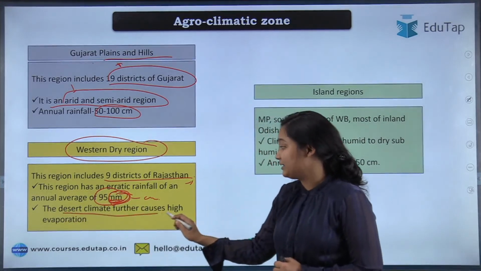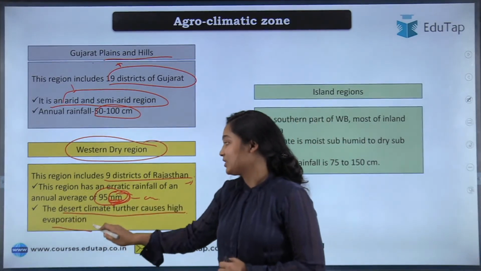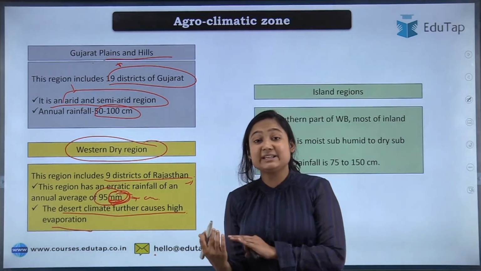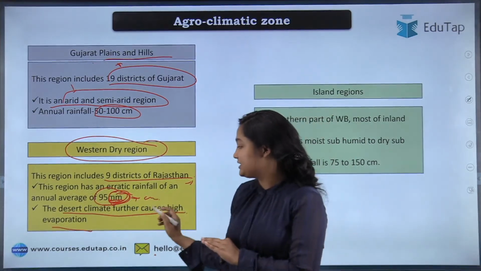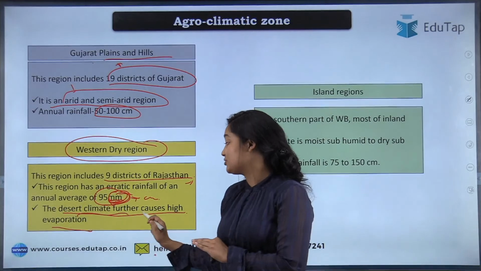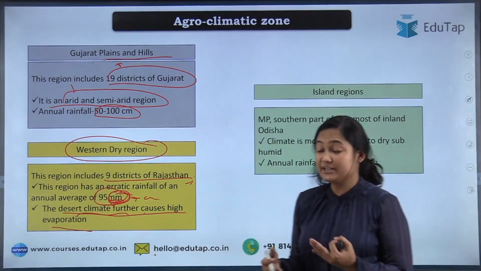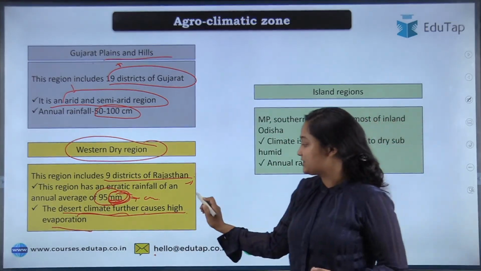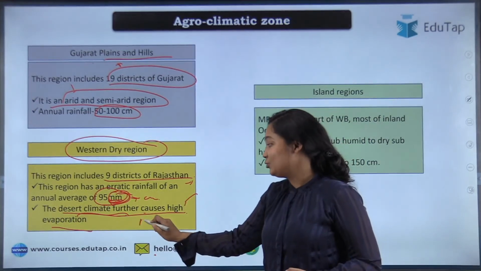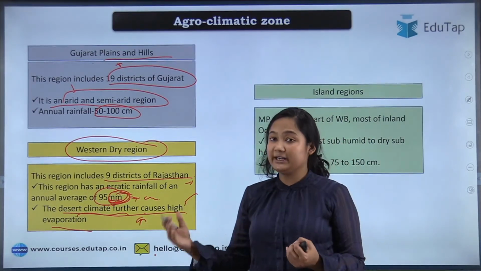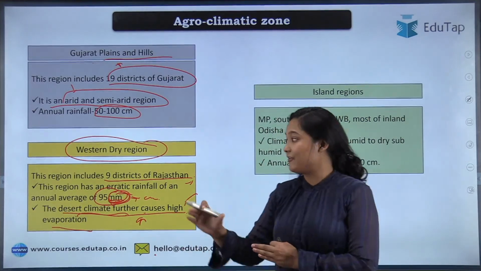The desert climate further causes high evaporation. Low rain is already there, and since the conditions are arid, the desert climate further causes evaporation. There is too much sun for too long and the temperature is too high, and evaporation degrades or causes desertification of our soil.